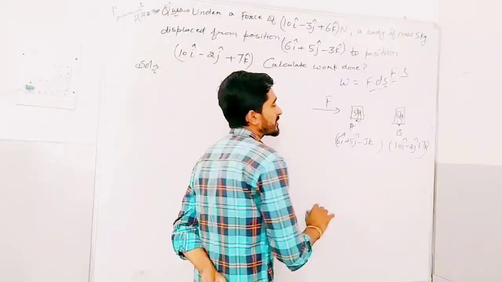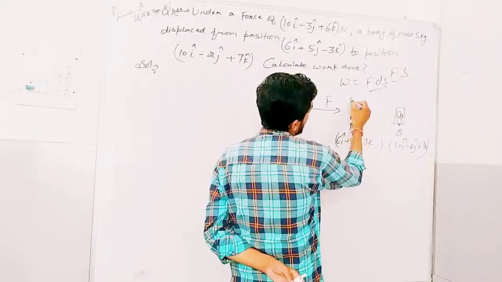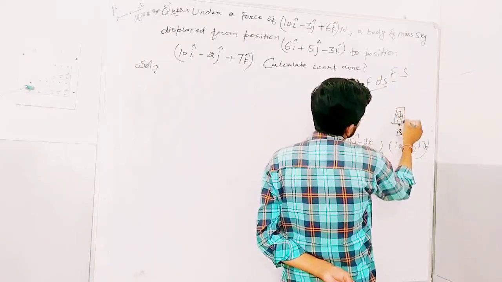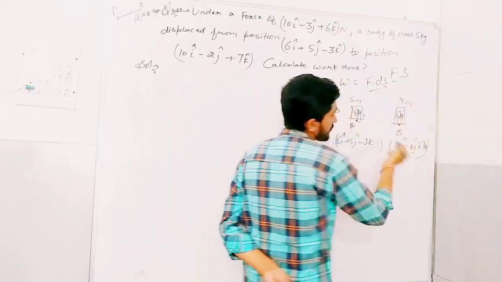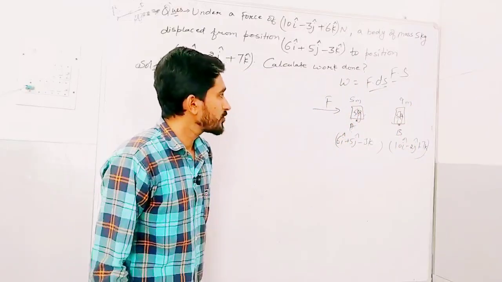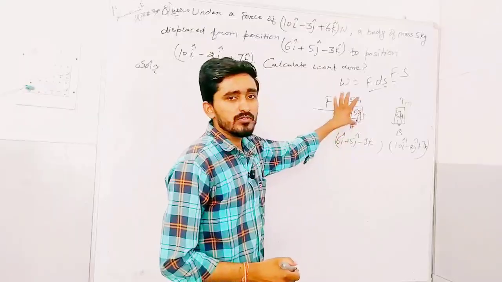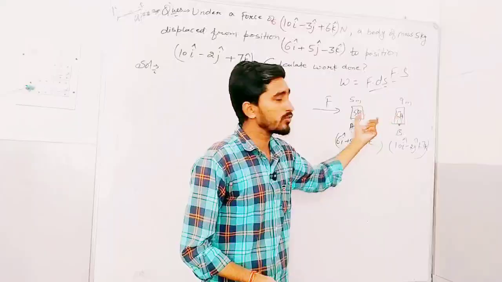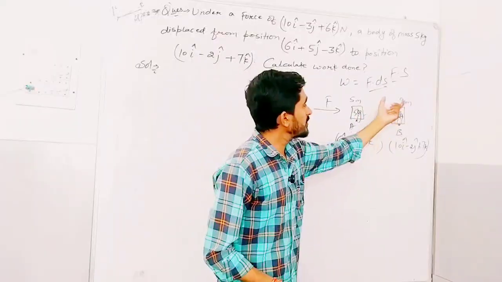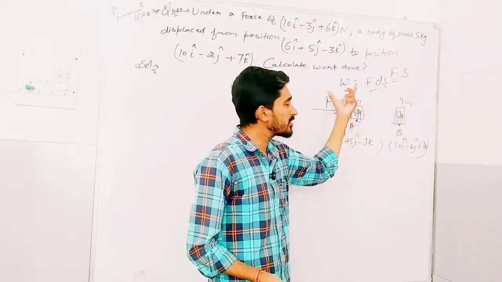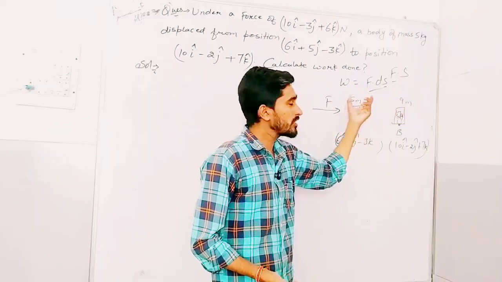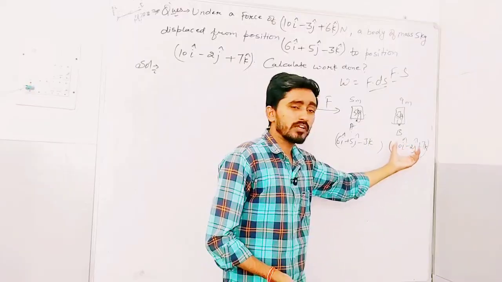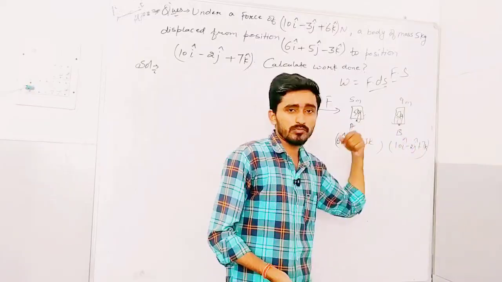For example, this position is 5 meter, and after some displacement this position becomes 9 meter. What will you do to find the displacement, or the distance between them? We will subtract the initial position from the final position. In the similar way, to find displacement, we subtract the initial position from the final position.